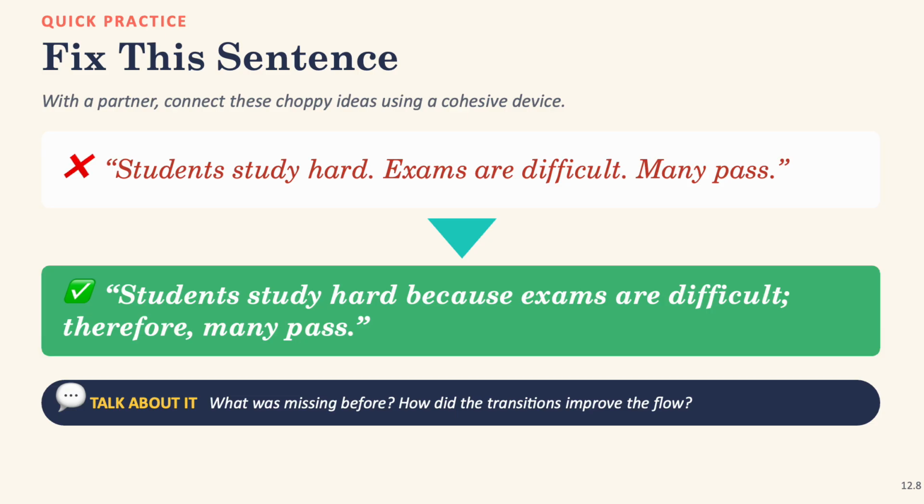Now, ask yourself, what was missing in the original version? The answer is the clear relationship between the ideas. This shows why choosing the proper cohesive device is important.